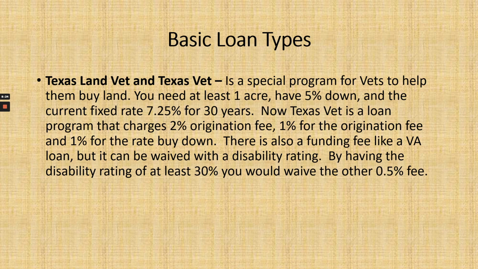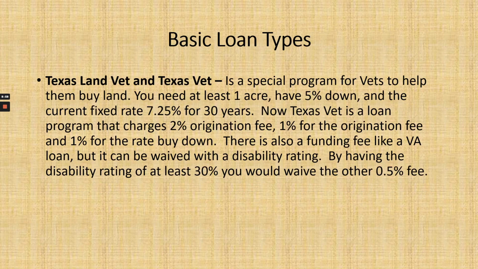It does have a 2% origination fee. I don't know why they charge for a rate buy down when the rate's that high, but that's what they do. So you'd have to check those fees as well with your current lender and make sure. Like I said, I'm not a loan officer. I'm just giving you a heads up so you can talk smart with your clients. By having the disability rating, they say they're 30%, but again, I've seen it as low as 2.5%, and they still waive the funding fees and a lot of those fees. And that would save you that money as well.